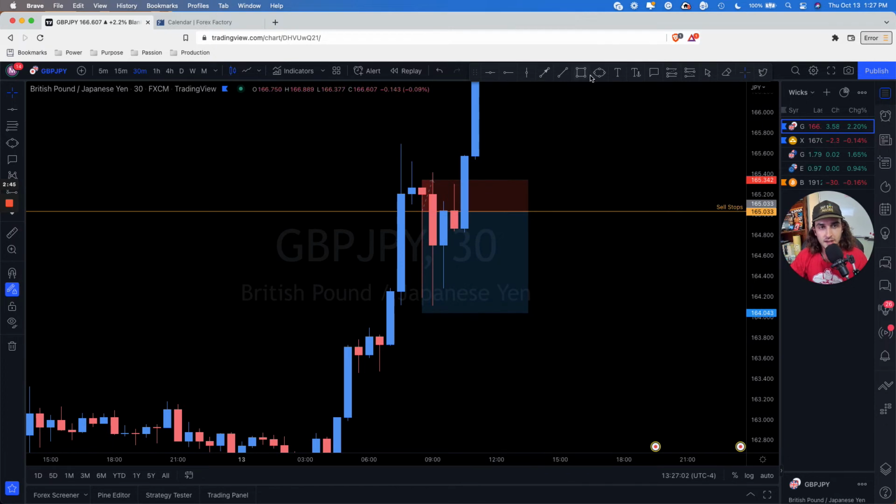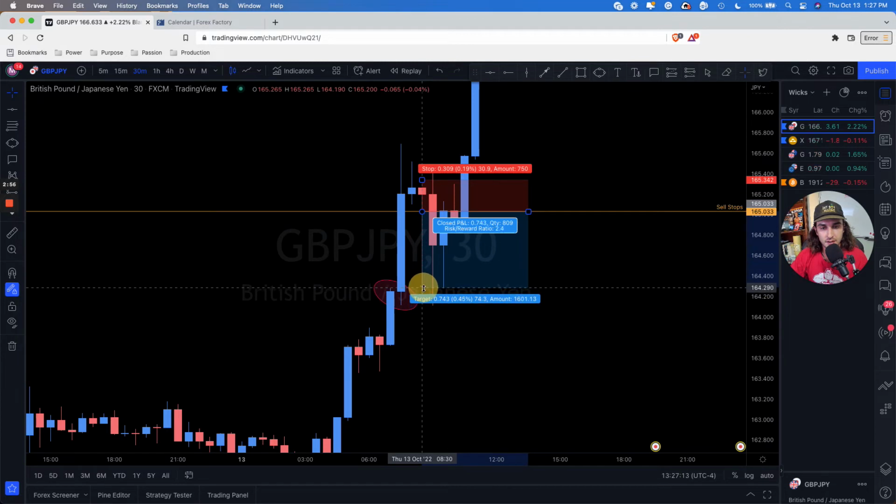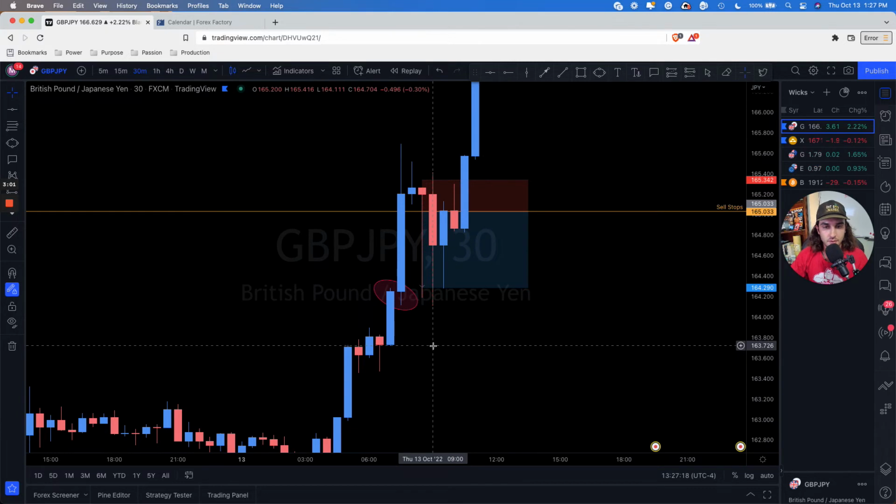And then you want to have a predetermined target in place. So this is what I was looking at as far as a target, because there was some disruption there, and as you can see, price came right into it, so I did have it a little bit higher, and so boom, 74 pips, literally within a minute.